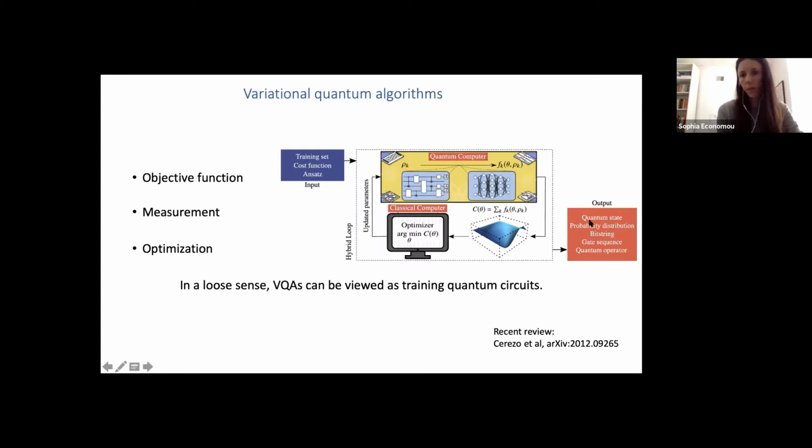And depending on applications, different things can come out here. So you might be looking for a particular energy, minimizing it. You might be looking for a probability distribution, approximating some function, etc. So in some sense, VQAs can be viewed as training quantum circuits.